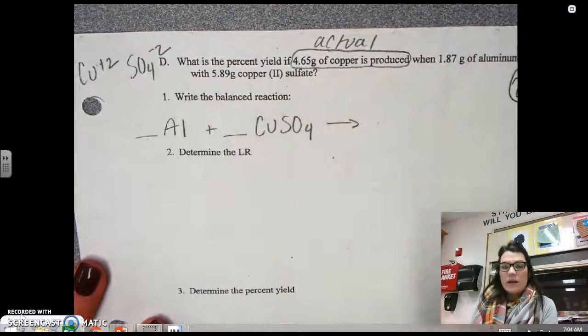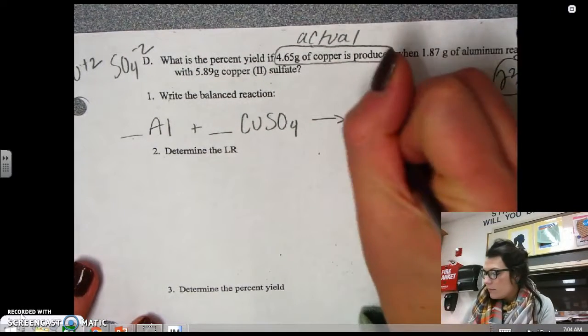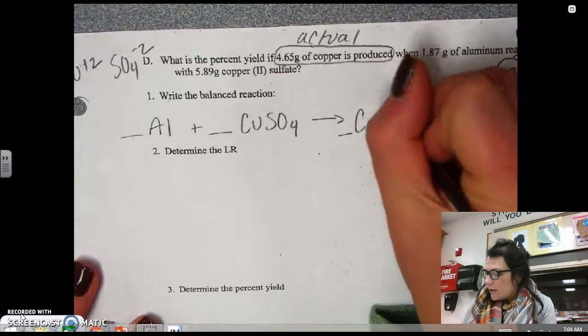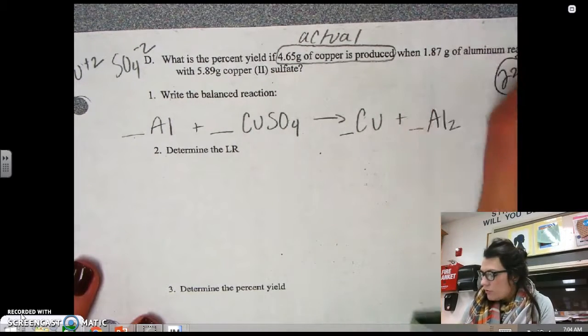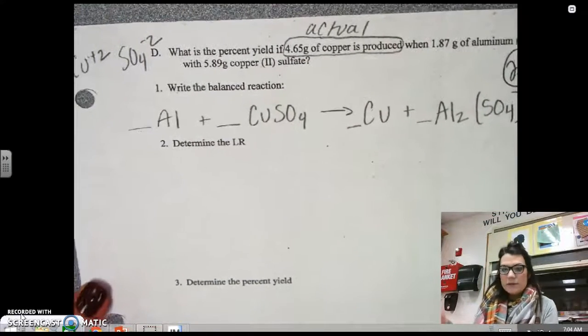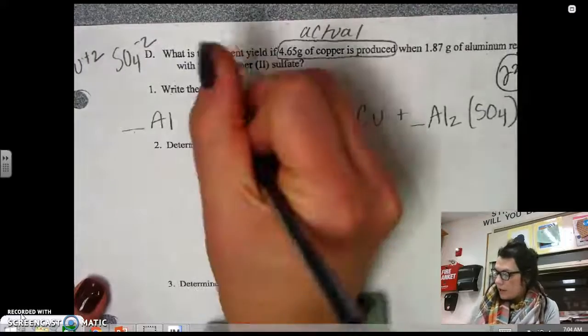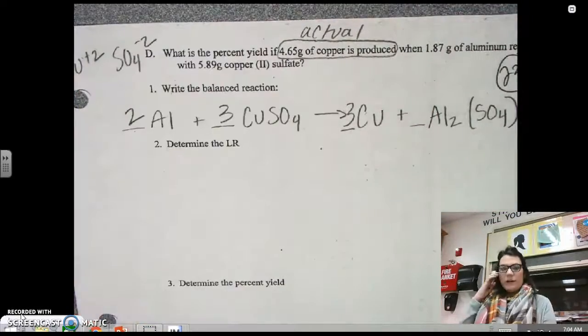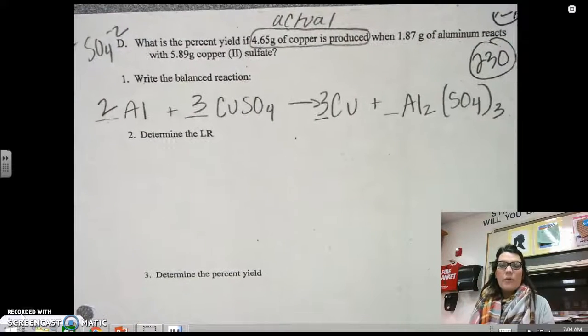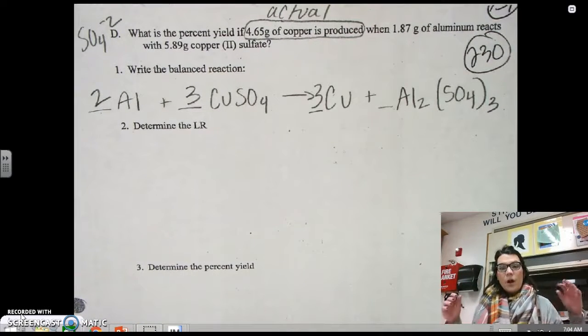So aluminum is going to come in and kick copper out. So copper is going to be by itself now. And then aluminum's charge is plus 3. So it's going to be Al2(SO4)3. Okay, and then I need to balance. So I'm going to put a 3 here, a 3 here, and then a 2 here, and I should be good. Okay, so now we have to determine the limiting reactant.